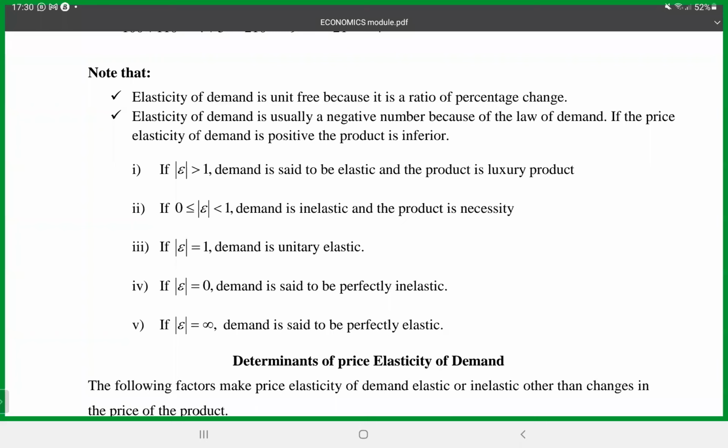The demand is elastic. To be elastic simply means to be responsive, to respond so much to changes in what? In prices. It means that for that particular product, for example luxury goods, should you change the price by only one unit, you will see a lot of change in the quantity demanded, right? If you increase the price by only one quarter, for example, you see a reduction in the quantity demanded. Similarly, if you reduce the price by just a small percentage, you will see a larger percentage change in quantity demanded. Is that clear?